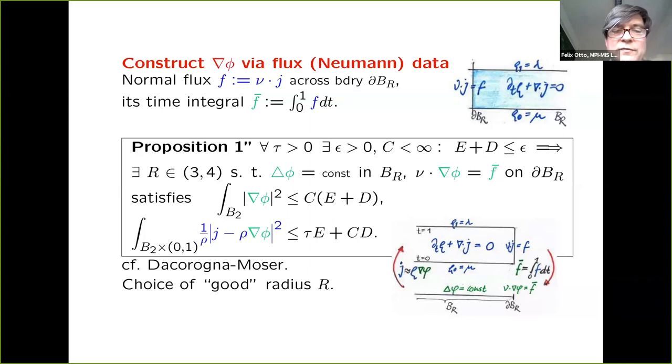It's just a set of positive Lebesgue measure of good radii. Does that help? Yeah, I think you should carry on. Yeah. Okay.